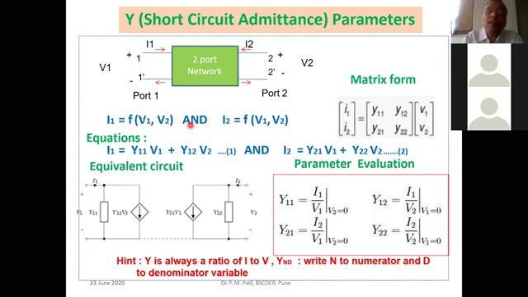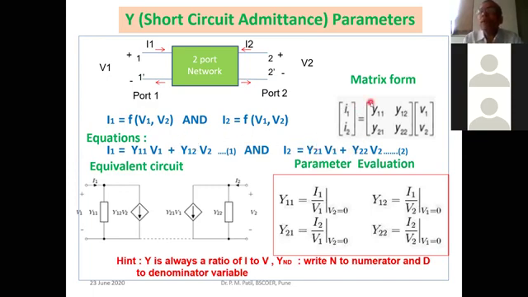If you express it in this form, the coefficients of V1 and V2 in the first equation represent the Y11 and Y12 parameters, whereas the coefficients of V1 and V2 in the second equation represent Y21 and Y22. We have already seen this yesterday. So I1 is equal to Y11 V1 plus Y12 V2, let us say this is equation 1, and I2 equals Y21 V1 plus Y22 V2, this is the second equation.